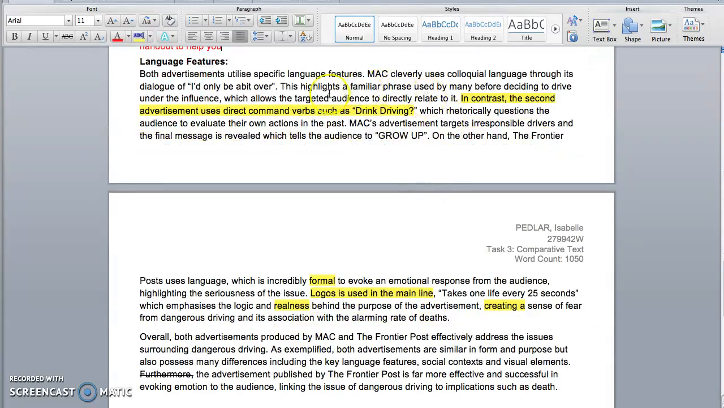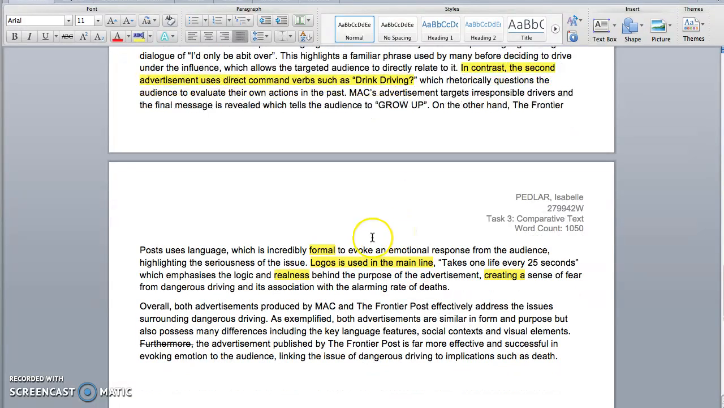Language features. So I think I've mentioned a few of those. This is what you need to now just check on. I don't think the post, it's not formal language. It's just statistics. Drive safely. It's not formal. It's very accessible language. Therefore, it's targeting a broad audience.